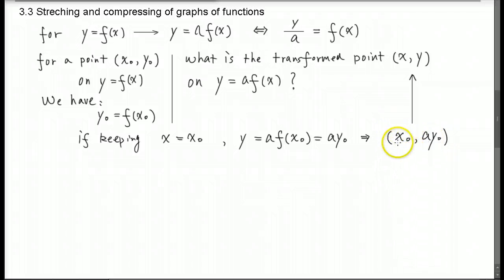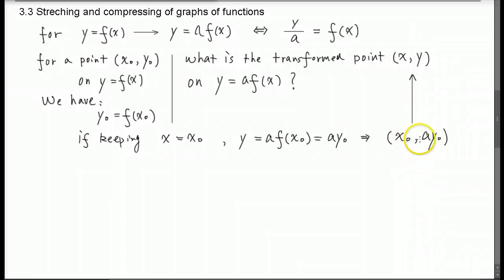You can see the x coordinate is still the same. We just make the x the same and then see what happens to the y. If you keep the x the same, the y is going to be a multiplied by y0. So it really depends on the value of a, so we can tell if it's a stretch or compression in the vertical direction.